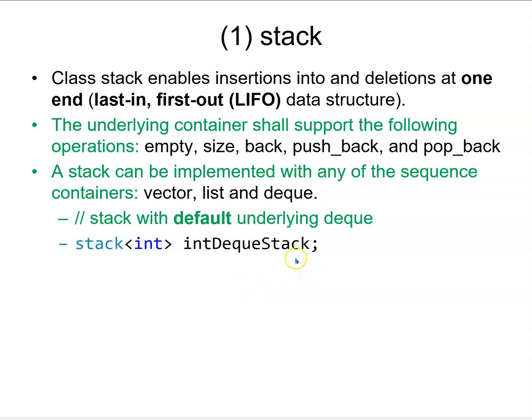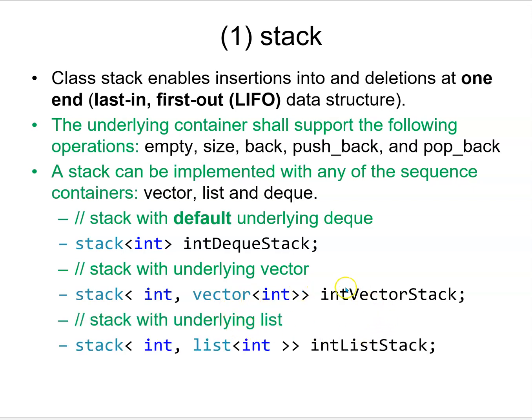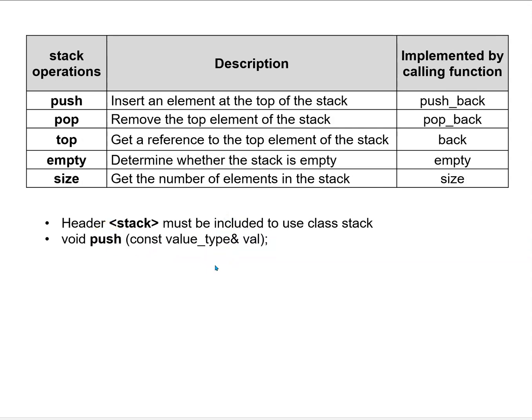So the default is a deque. We can tell it we want to use a vector. And we can tell it we want to use a list. So each of these elements are implemented using these internal function calls. Push is a push back, pop is a pop back, top gets the back, etc., because we deal with the end of the stack. You have to use include stack, and here are the different prototypes. They return reference types when they return something.